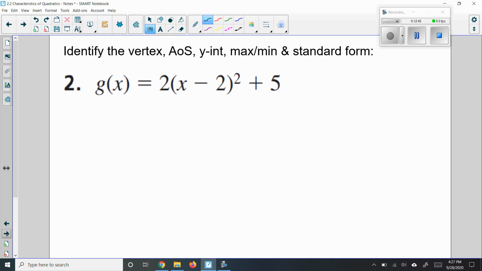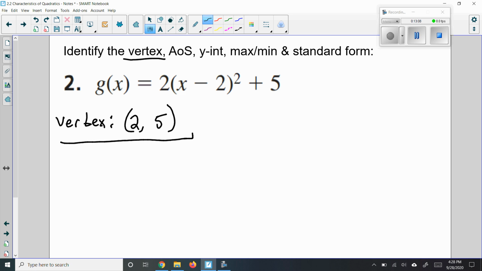Okay. This one is very similar to the last one because it's already in vertex form. So the vertex is the point, well, this went right 2. This is negative, which is the opposite because it's inside. So this is the point 2, 5, because this went up 5 and right 2. So here's our vertex. Now the axis of symmetry is just a vertical line that goes through the vertex. And our x-coordinate is 2.